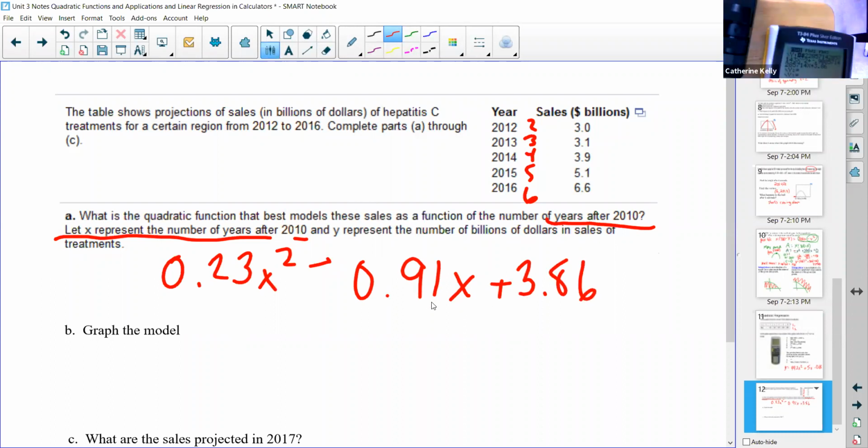So graph, I'm going to go to zoom 6, which will give me the negative 10 to 10. There's the, because I turned my plot on, it graphed the plots and then the lin reg. So you see, those are the points in the lin reg.